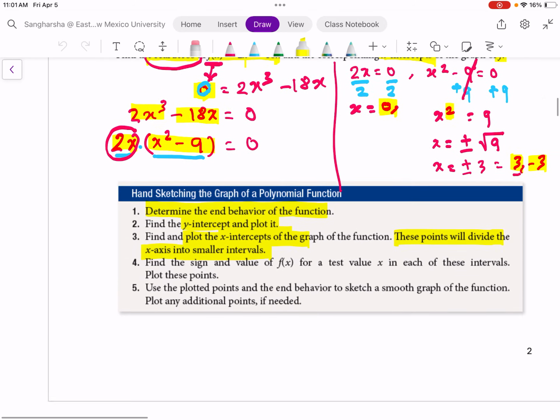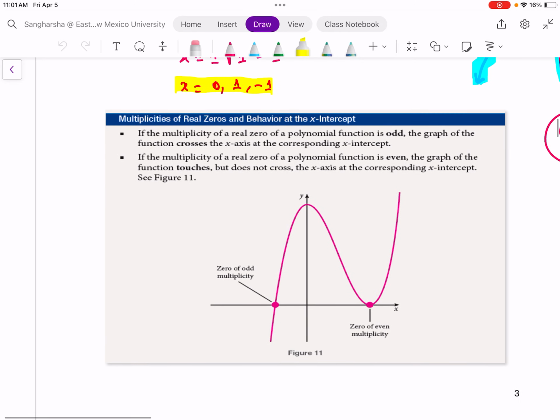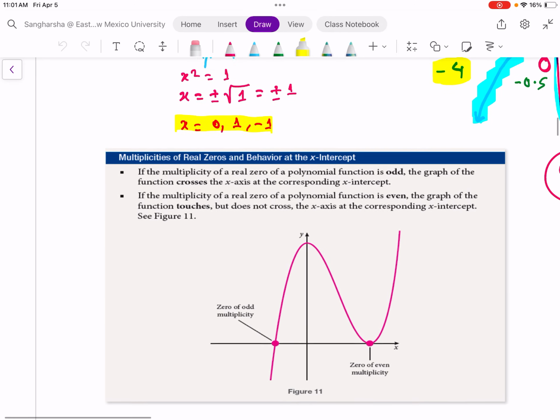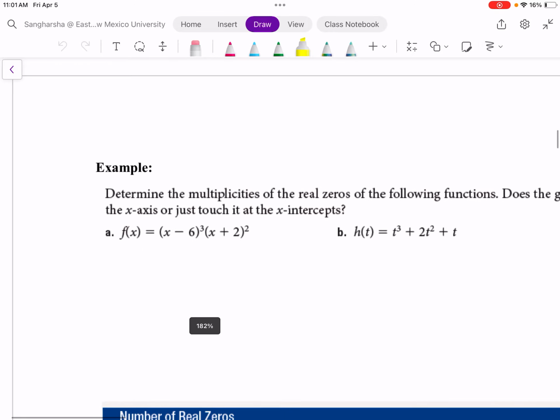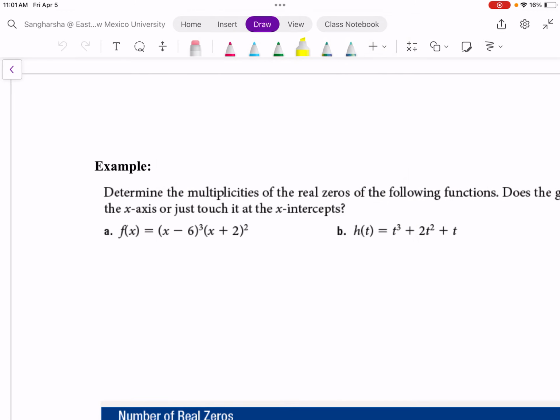Today, let me start from an example, and we'll define what these are. Here we have this polynomial function, f of x equals x minus 6 cubed times x plus 2 squared. We can rewrite this: x minus 6 cubed is x minus 6 times x minus 6 times x minus 6, and x plus 2 squared is x plus 2 times x plus 2. Do you agree with this?